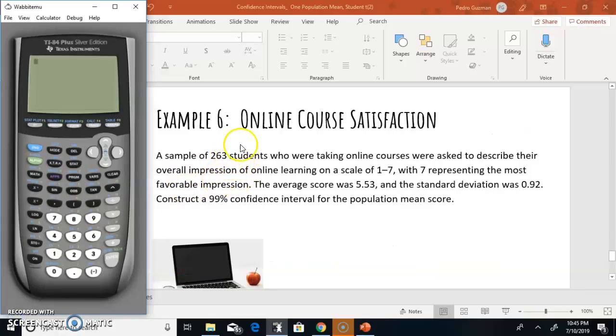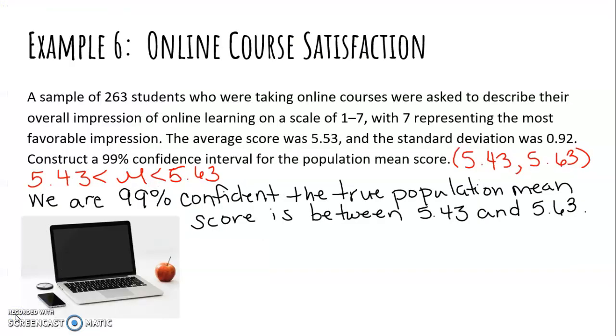So pause the video quickly, read through this example, try it on your calculator, then hit unpause, and I will have the answer written on the screen. Okay, if you chose t interval, because again, they're giving us a sample standard deviation, the average score was 5.53 with a standard deviation of 0.92 for the sample of 263 students. So we did a t interval. We got 5.43 to 5.63, so we are 99% confident the true population mean score is between 5.43 and 5.63.